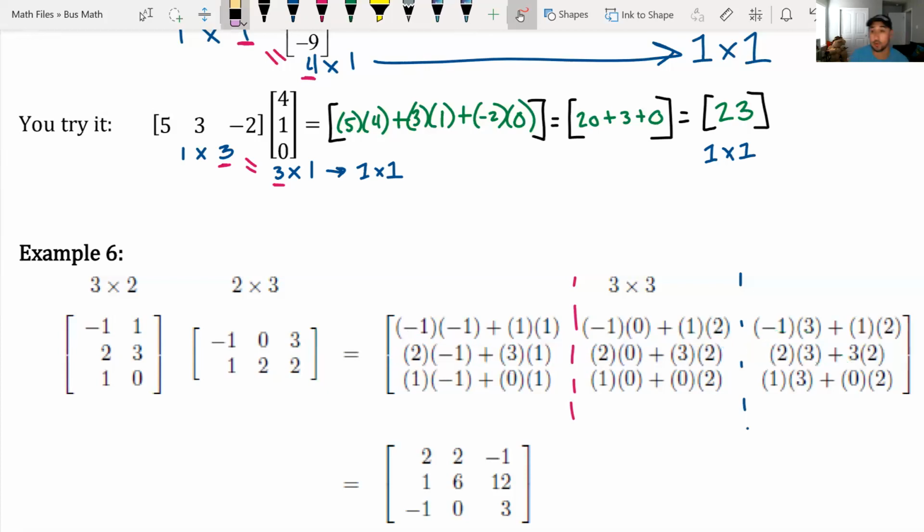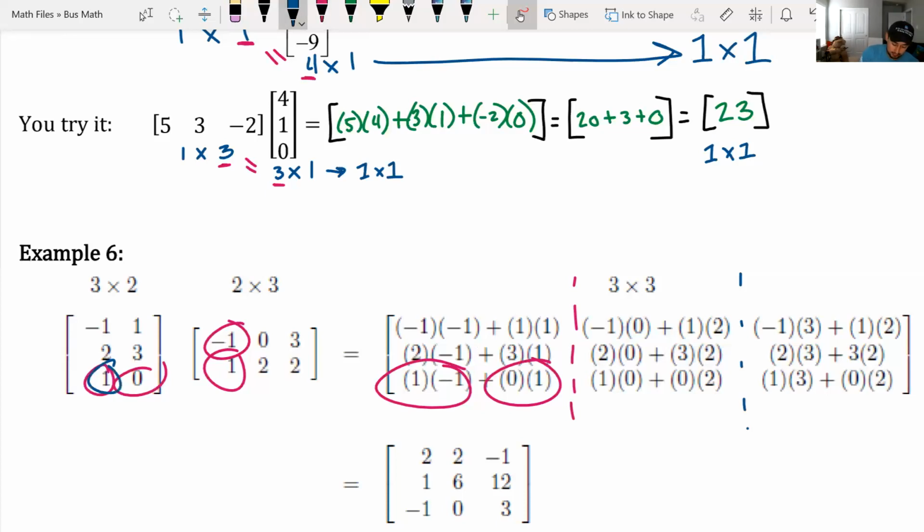And again, there is a pattern here, right? So again, we do show you the very last one. Now we're going to do row 3 times column 1, column 2, column 3. That's all that's going on here. So 1 times -1, right there. 0 times 1, right there. And then, again, 1 times 0, right there. 0 times 2, right there. And then 1 times 3, right there. 0 times 2, right there.